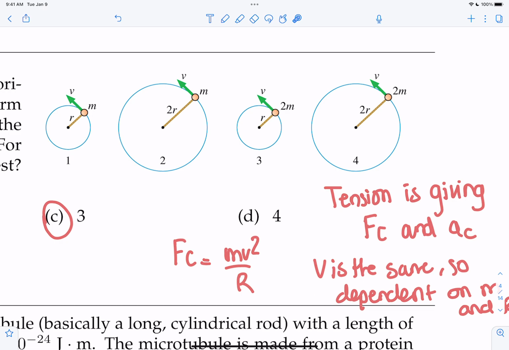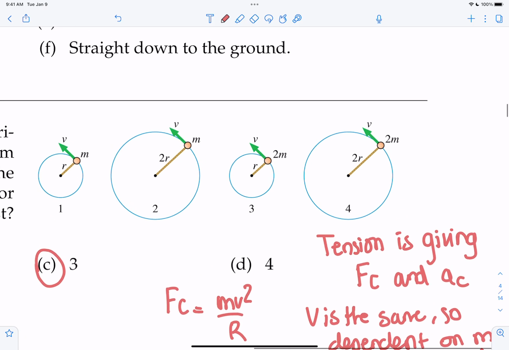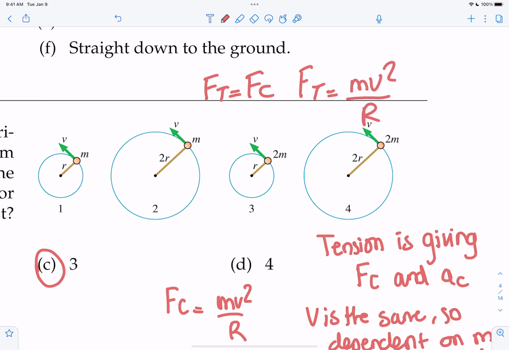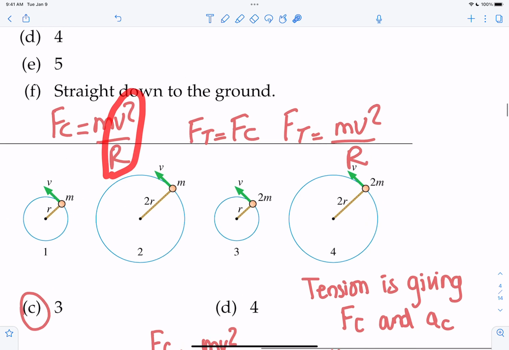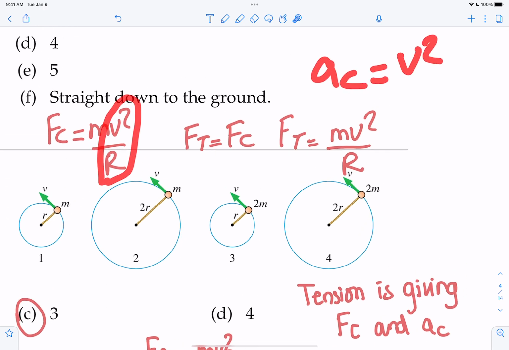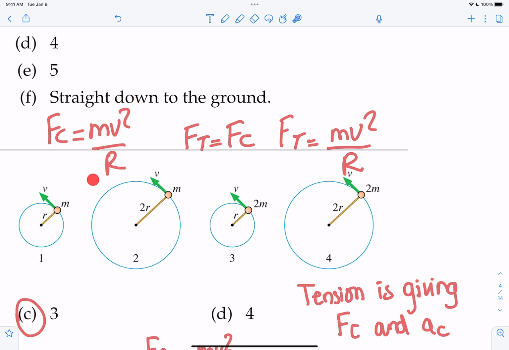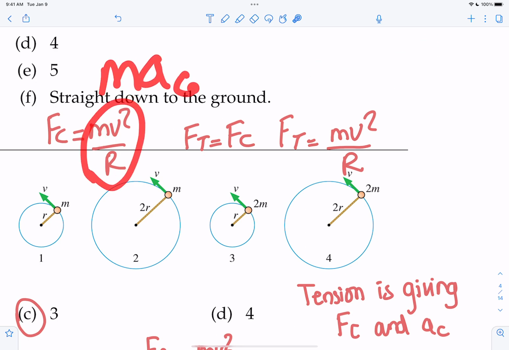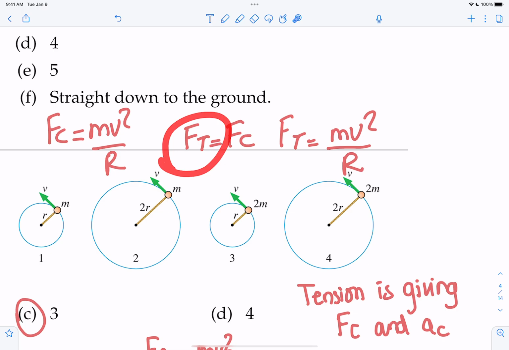Yeah, centripetal force, right? So if F tension is giving us our centripetal force, then we know that F tension is equal to mv squared over r, because centripetal force is equal to mv squared over r, where v squared over r is your centripetal acceleration, or a_c. a_c is equal to v squared over r, right? So mv squared over r is like saying your m a_c, and that's equal to your force of tension.